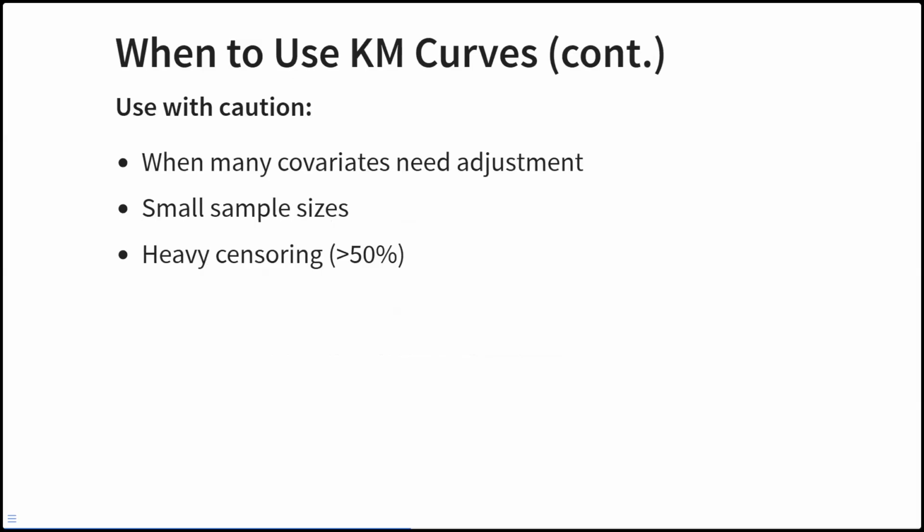When your data is heavily censored, it means that less than 50% of the individuals in your data have experienced the event. So let's say out of 100 patients that you are studying, only 20 of them experience the event. The Kaplan-Meier curve is not actually a good option that you should use.